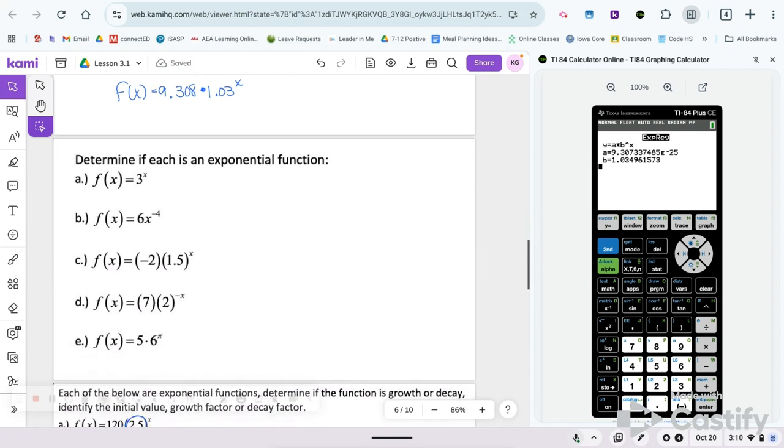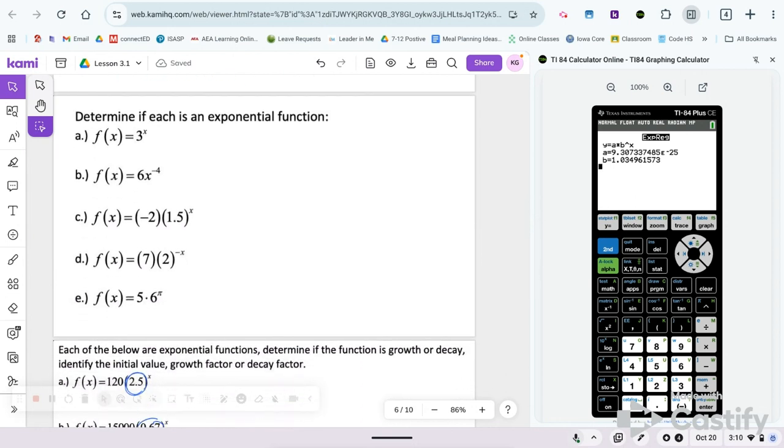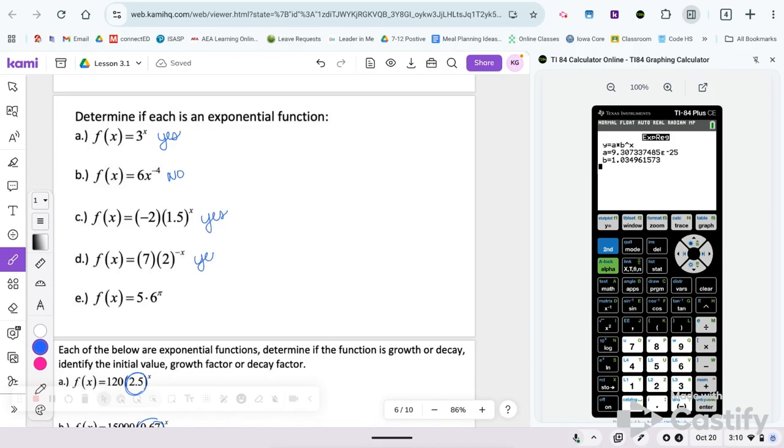Okay, for our next set of homework, we're going to determine if each is an exponential function. So remember, in order to be an exponential function, x must be in the exponent. So the first one is yes, x is in the exponent. Second one is no, yes, yes, no.